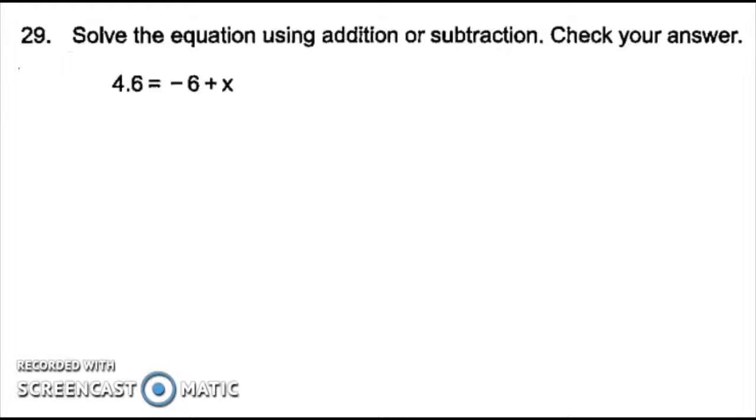Number 29 is asking you to solve the equation using addition or subtraction. So what we need to do is look at what's keeping the x from being by itself, which is the negative 6.